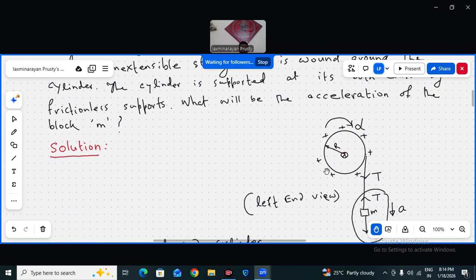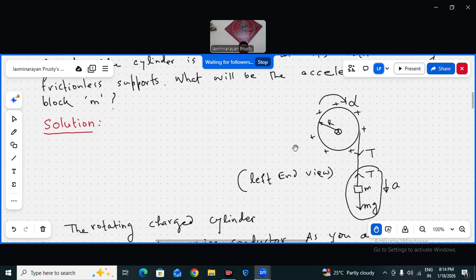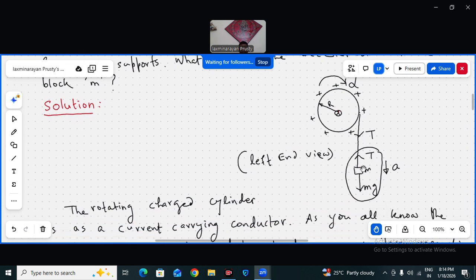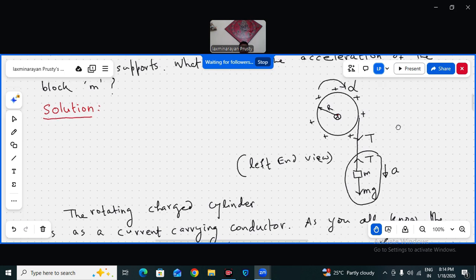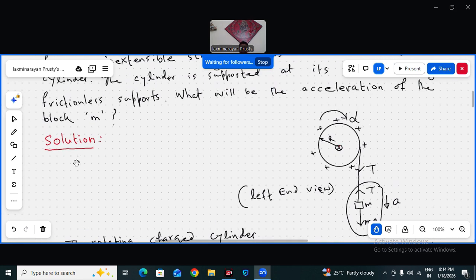That's all. From the left hand side we will see it: radius r, and the length is into the plane of the board, and the string hanging supporting this block. Gravity force acts on the block, tension on the string acts upward, and the tension at this end will act downward. That's it. And this will be rotating with angular acceleration alpha, and also angular velocity omega. Fine.